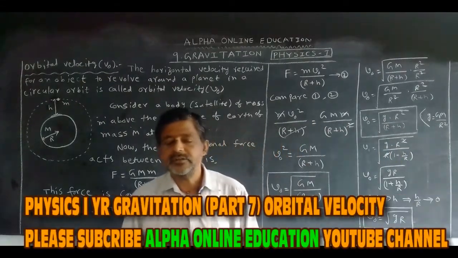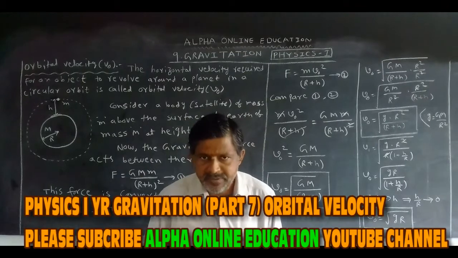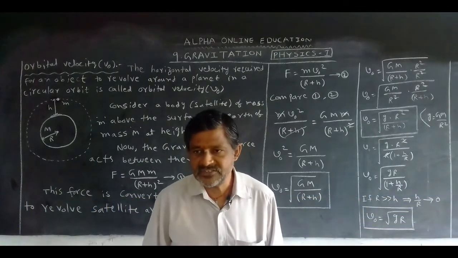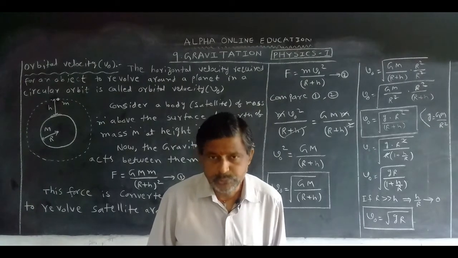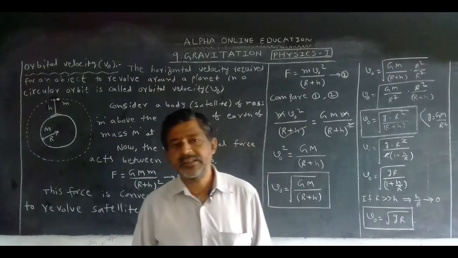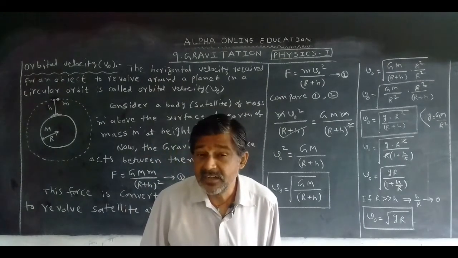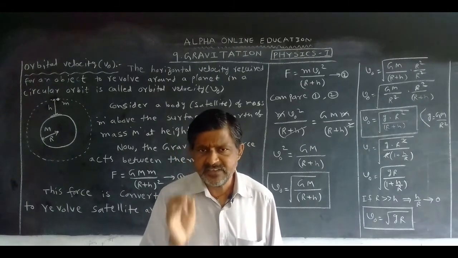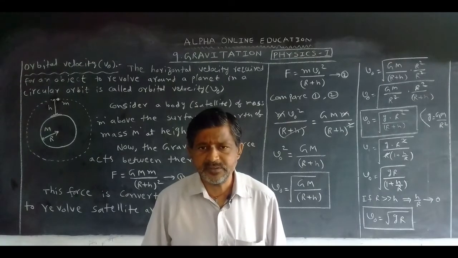What is the equation for the orbital velocity? V naught is equal to root of capital G capital M by (R plus h). Otherwise, v naught is equal to root of small g into capital R, where capital R is the radius of the earth. Okay, this is a very important question in this chapter for 4 marks.